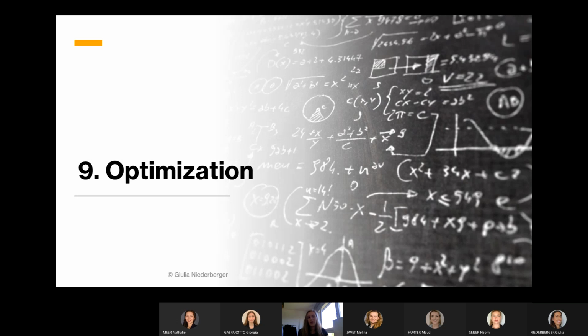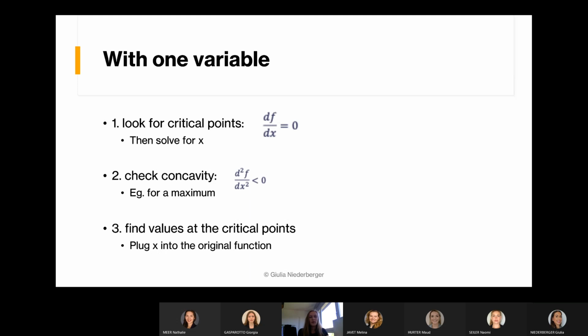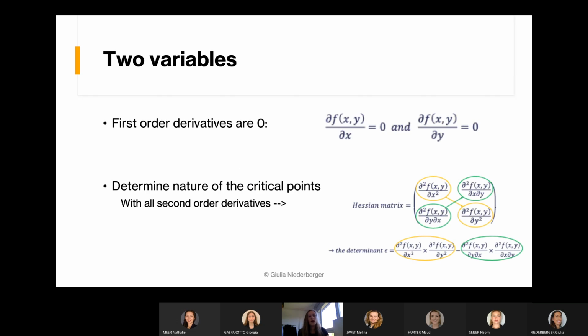Now, optimization, that's, I think, the hardest chapter for most people. Here, for example, we start with one variable. That means, as we've seen before, you look for critical points. That means you set the first derivative equal to 0, check the concavity, as in this example, whether it's smaller than 0, whether it's a maximum or a minimum, and then you find the corresponding values at those points. That means you put your x value back into the original function.